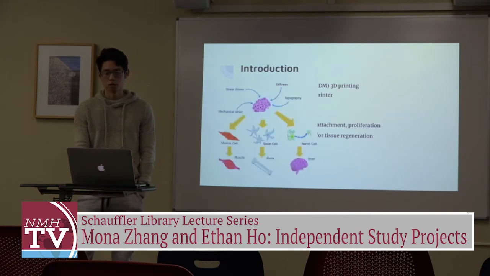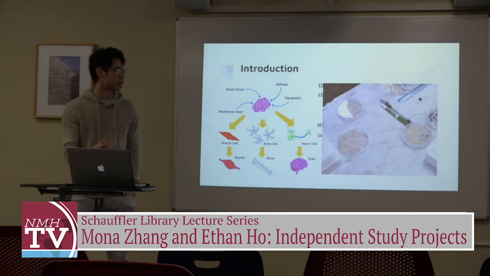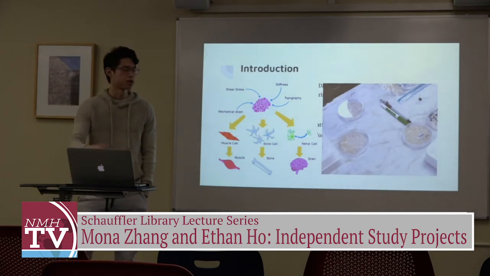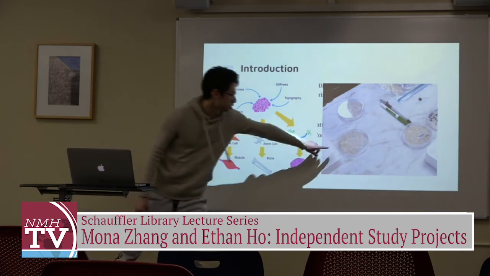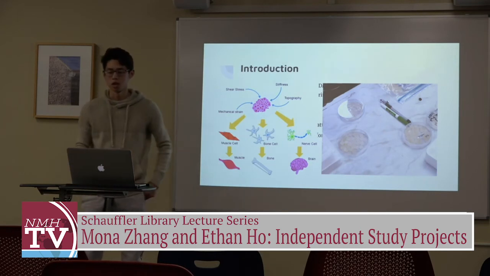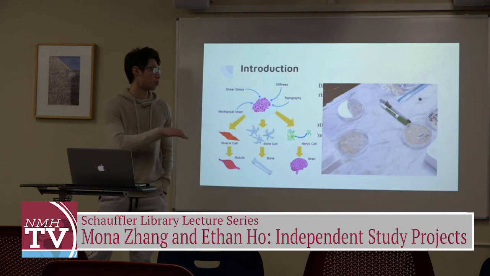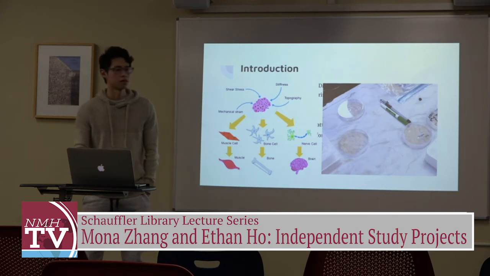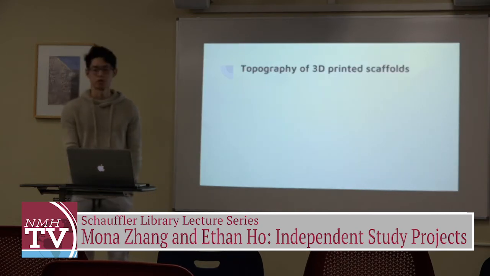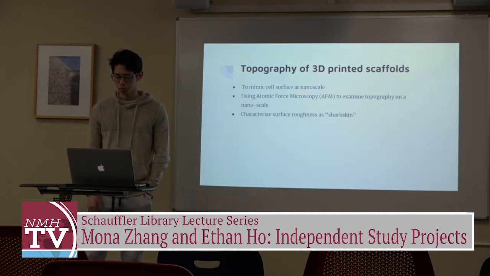And so, like I said, I focused on the topography of these scaffolds, and for the sake of research, I printed these identical scaffolds here. It's kind of like a small disc shape, and then I would place stem cells on it. Like I said, I focused on its topography. So now we're going to get into its surface roughness and how it's important for the stem cells to grow.